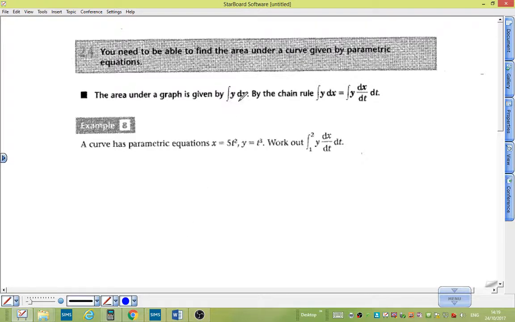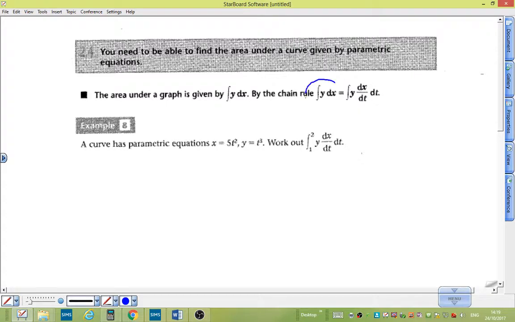2.4, you need to be able to find the area under a curve given in parametric equations. Yes, by all means, you could change it to Cartesian and then integrate with respect to x. But that is tedious unless you're told to do it as part A to a question. If it's given as a question straight off, then there is another technique. And you can see the technique quite clearly here.